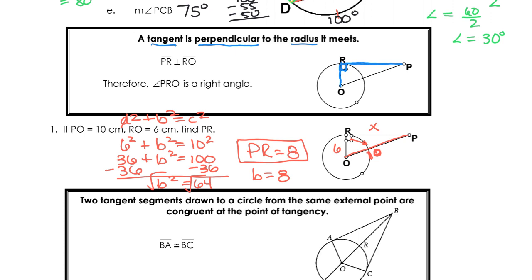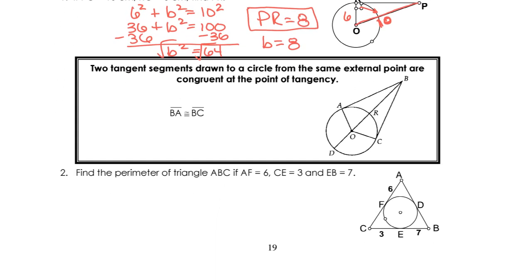Okay. Let's see what else we have. Next one up says 2 tangent segments drawn to a circle from the same external point are congruent at the point of tangency. So right here we have a tangent called BA, and here we have a tangent called BC. And what they're saying is that this line segment here, BA, is going to be the same length as this line segment BC. Because they're both tangents, they're going to be congruent line segments.